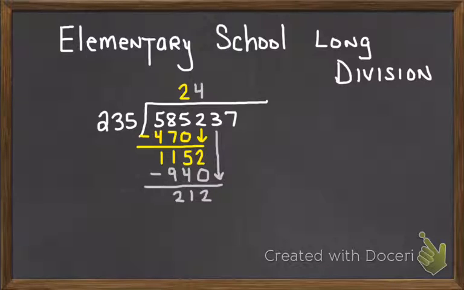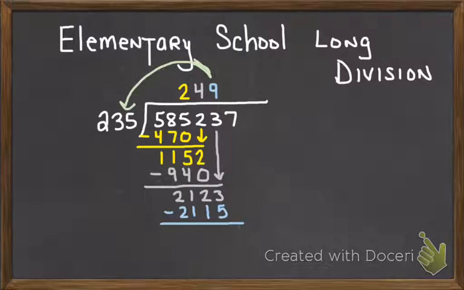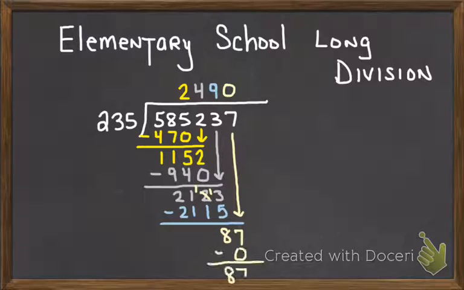Same deal. Bring down that 3. How many times does 2 go into 21? Okay, so 2 goes into 21 9 times. Multiply them. 9 times that gives me that. Okay, so same deal, subtract them. Bring down the 7. How many times does 235 go into 87? Well, it doesn't, so I have to put that 0 there because it doesn't go in.